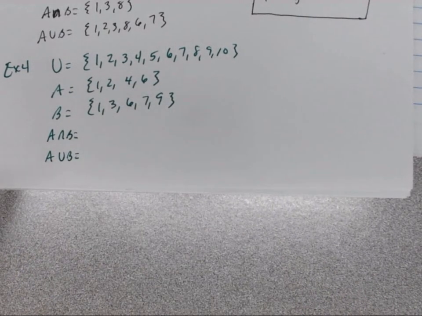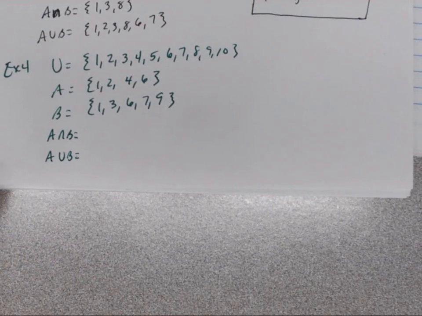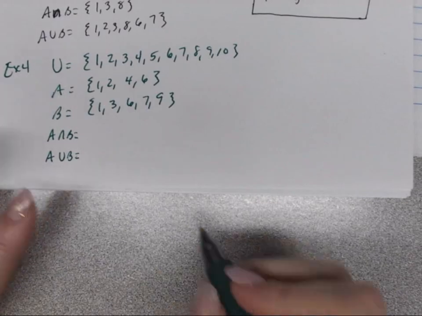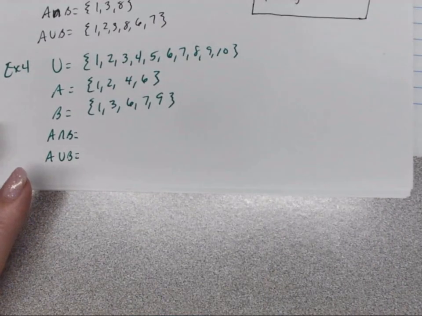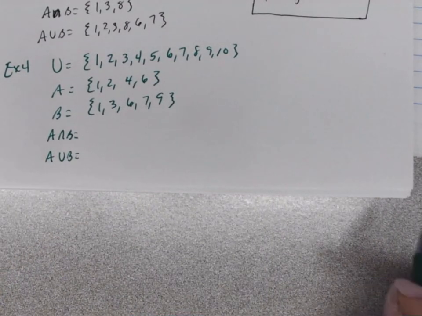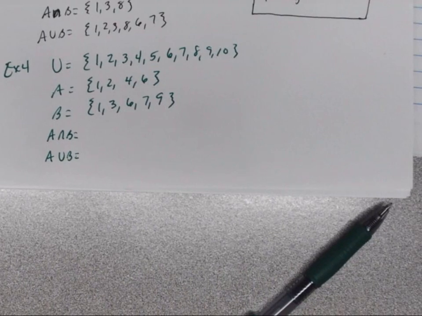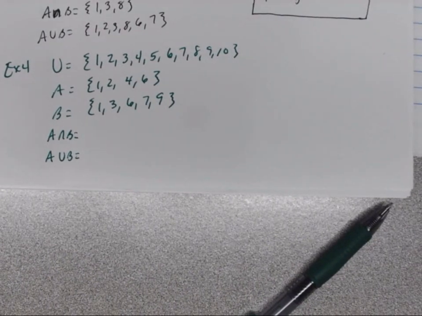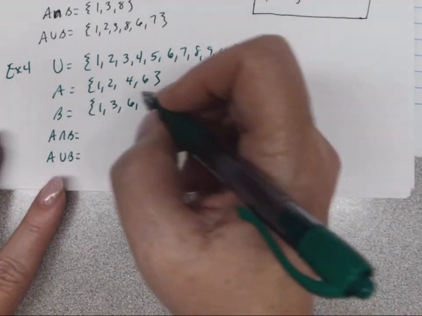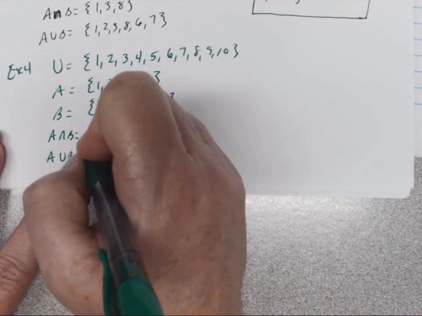So the intersection, again, is what do they have in common? So what they have in common is going to be, sorry, I got locked out of the computer.